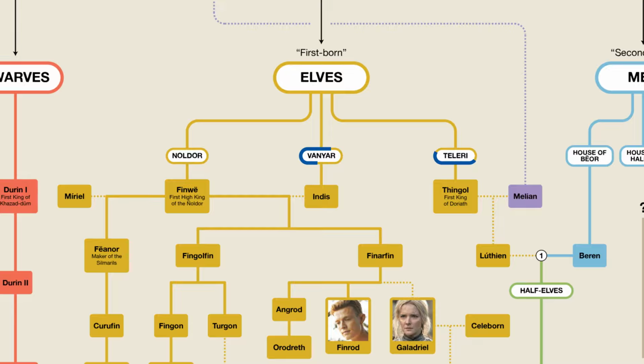The first High King of the Noldor was Finwë, and he was initially married to another Noldor elf named Miriel. But Miriel basically lost her will to live after giving birth to Feanor and ended up dying, which is something quite rare for an elf, because elves are basically immortal unless they die in battle. Finwë therefore married for a second time to Indis, who was a Vanyar elf. With her, he had Fingolfin, Finarfin, and a few other children.